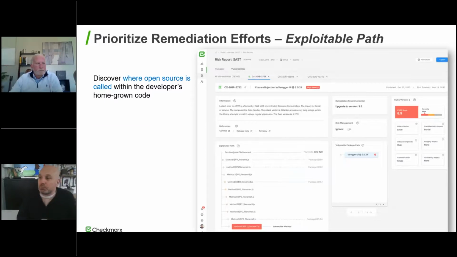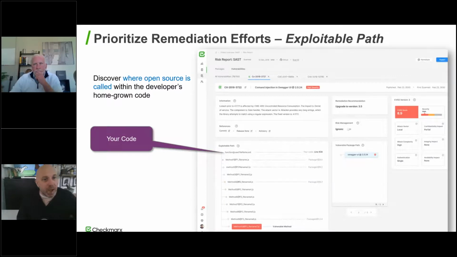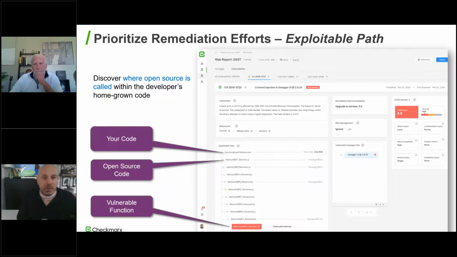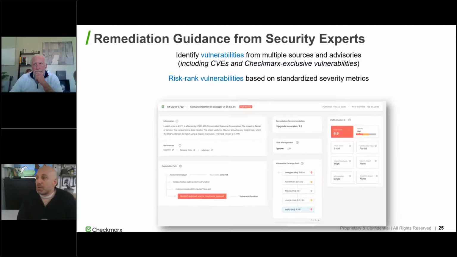So this is a really great way of not only teaching developers, but also knowing whether you're using something or not. Inside of the UI, you'll have the actual code itself, the open source code, and then the actual vulnerable function. So it acts like a call stack. If you're familiar with computer science at all, it's kind of like the beginning of where the data is coming in, and then where it's coming out. So it's also great to get some kind of remediation guidance. So, hey, what do I need to do? Do I need to upgrade this package to solve this issue?